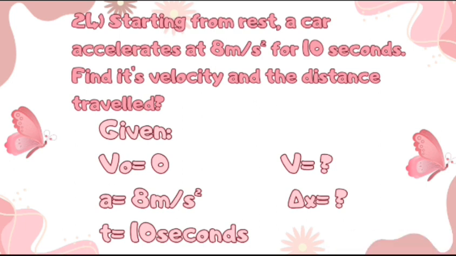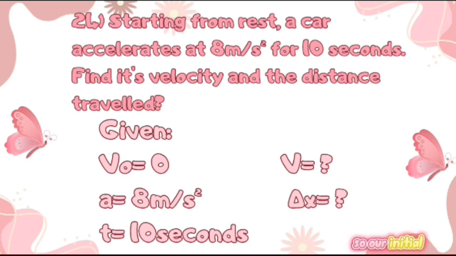So let's find its velocity and the distance traveled. We are dealing with a car that's accelerating, meaning its velocity is changing over time. We need to find two things. First, the car's final velocity after accelerating. Second is the total distance that the car travels during this acceleration. But before we solve this problem, let's identify the givens.